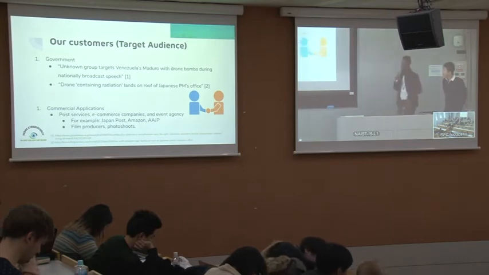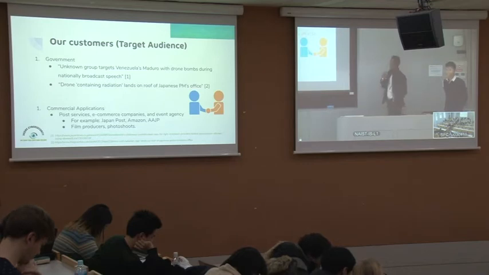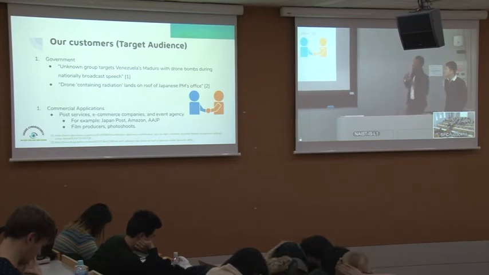Next, please. The second point is related to the customers. We have two main customers, the government and the commercial companies. Right now, the government doesn't understand the importance of drone security. Here are two cases, the first one in Venezuela and the second one in Japan. In these cases, we can see the impact that a drone-based cyber attack could have.